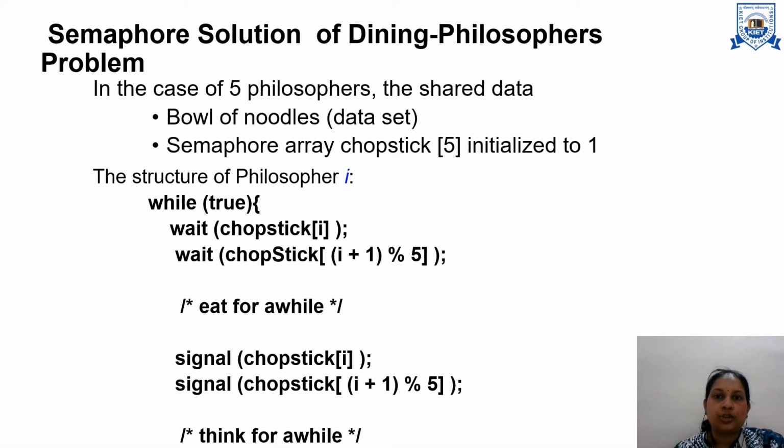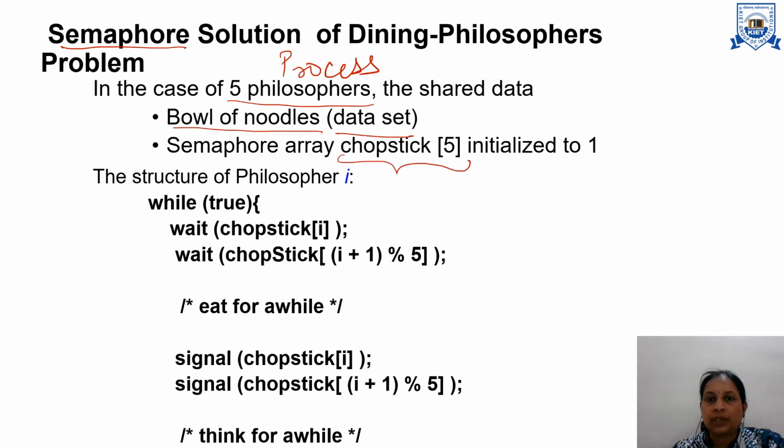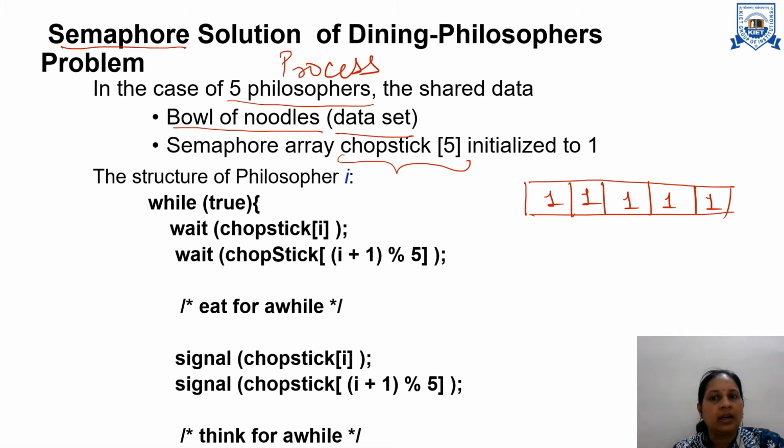Okay, let's discuss our solution of the dining philosopher problem with the help of semaphore. Here, in our case, we are taking five philosophers, that is five processes. The shared data is the bowl of noodles, which represents the data set. For the semaphore, we are taking one array named chopstick[5], initialized to 1. Basically, we have a chopstick array with all values initialized to 1. Every value in this array represents that all the chopsticks are currently available.